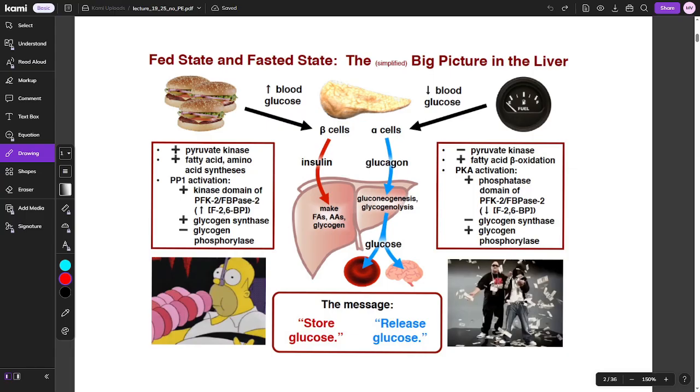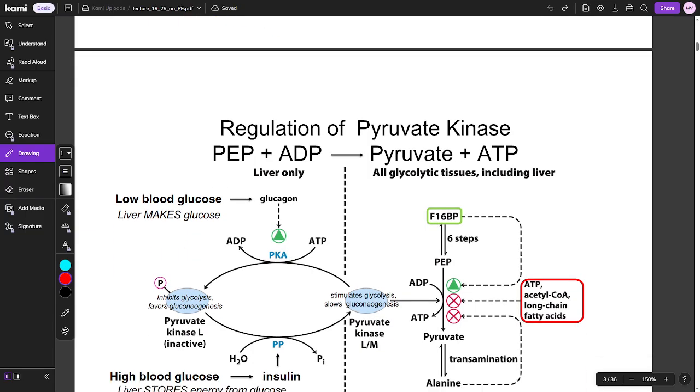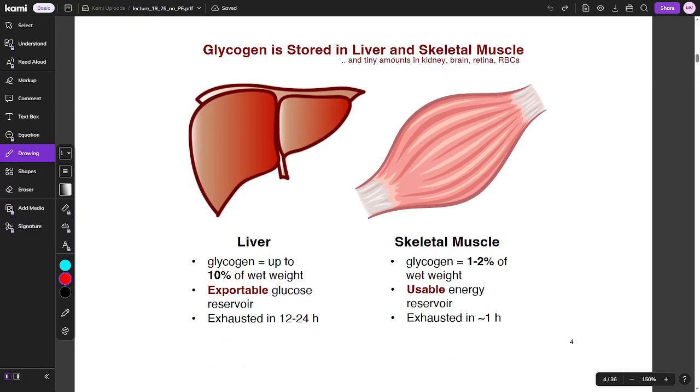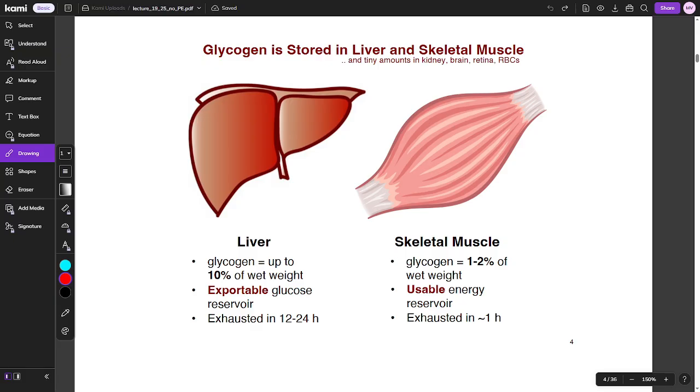So to start off, we already covered how this works. I'm not going to go over it again. We already talked about pyruvate kinase. Glycogen. So glycogen is the storage of glucose, basically. Stored in the liver. It's stored in the skeletal muscle a little bit.